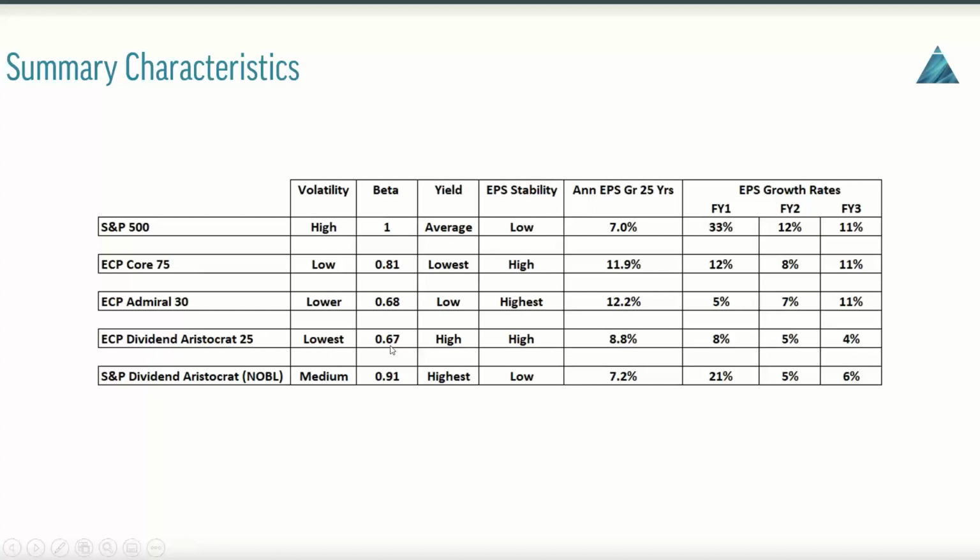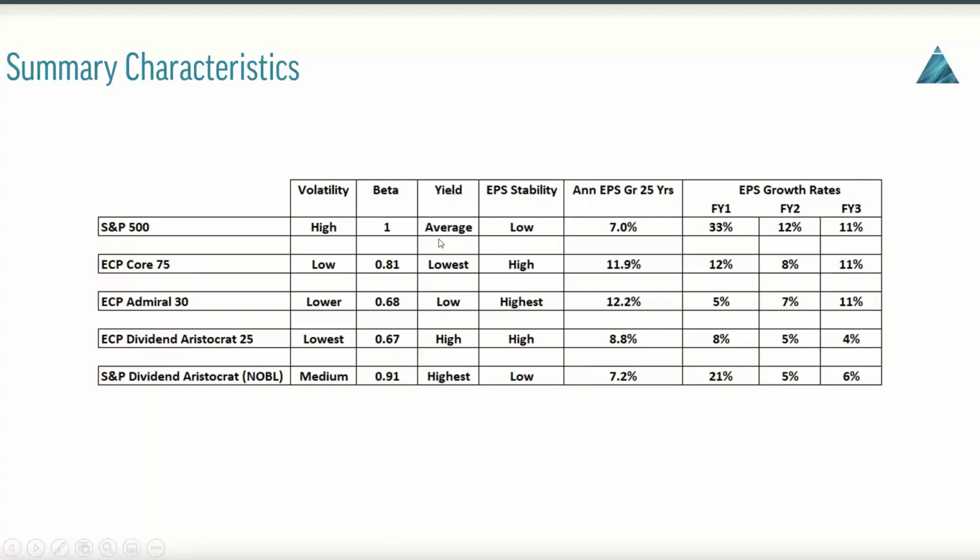And you can see that beta of 0.67 offering us quite a bit of protection there on the downside. So the ECP Core 75, low volatility with a beta of 0.1. The Admiral 30, almost just as low as the Dividend Aristocrat 25 at 0.68. Remember, we pay attention to the beta. That's something that we're going to have to manage, obviously, to participate in the upside capture. So keep in mind that beta. Obviously, S&P has a beta of 1, and NOBL actually has a beta of 0.91. We'll talk a little bit more about that here in just a minute.